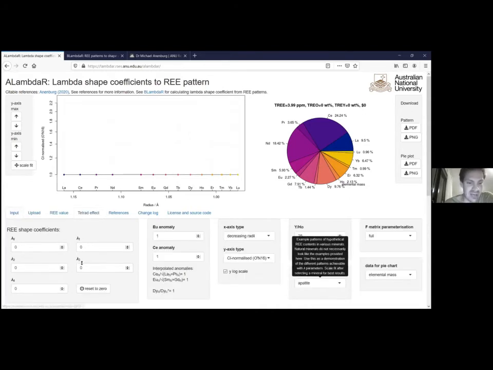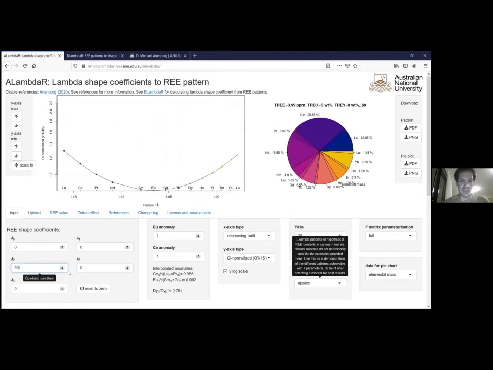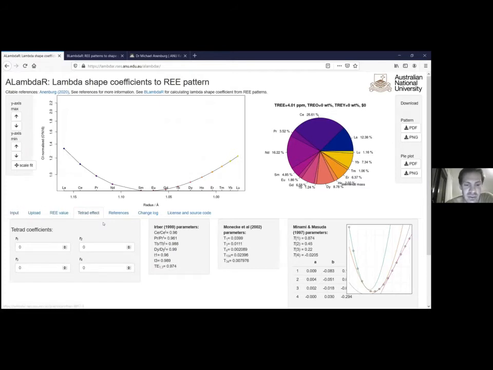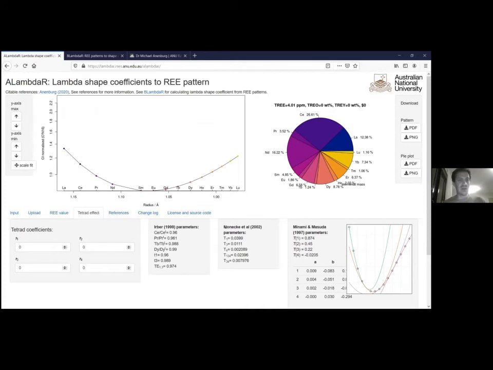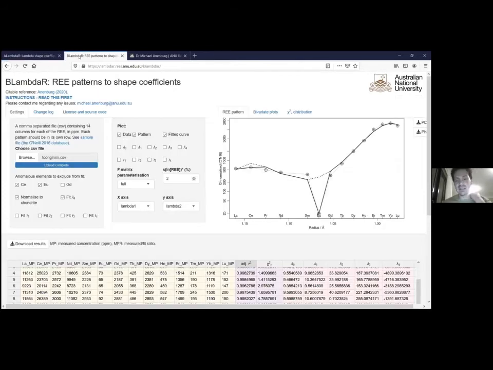But then if we don't have a tetrad effect, but then we start to have some kind of curvature in our pattern, so here is some curvature, then even though there is no tetrad effect, it starts seeing things, okay? Though those numbers are not 1 and those numbers are not 0. So the good thing about the fitting app is that it can also handle those. So it can fit curvature and tetrads at the same time.